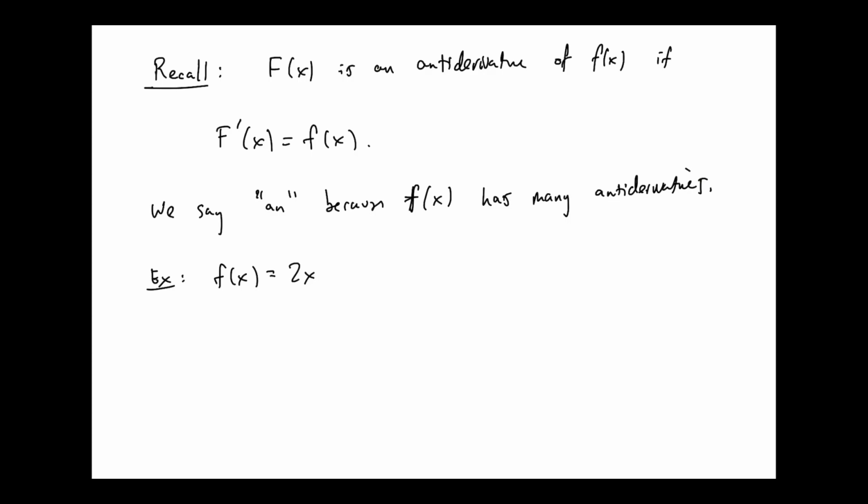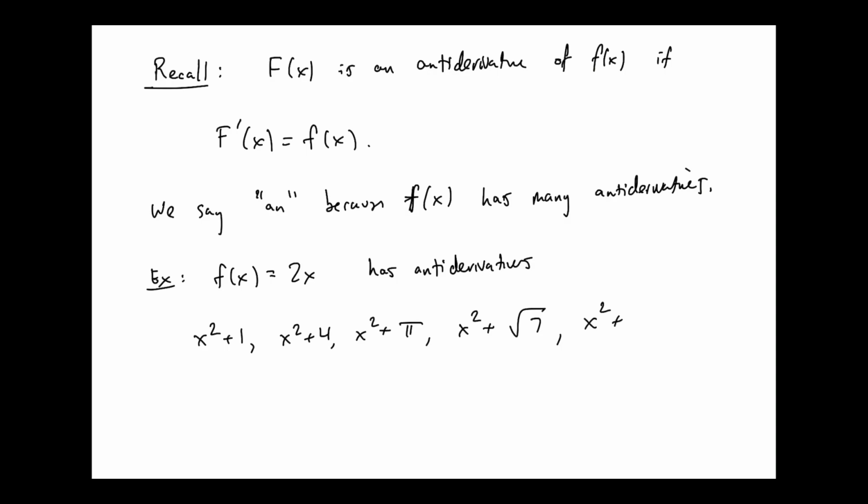We know that it's infinitely many immediately because, let's just say f of x was 2x. Well, give me an antiderivative of that. x squared plus 4, x squared plus 7, x squared plus any constant. Hence, there are really infinitely many answers to the question.